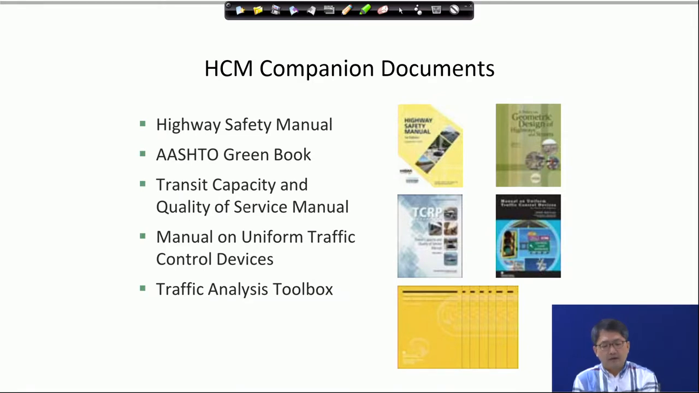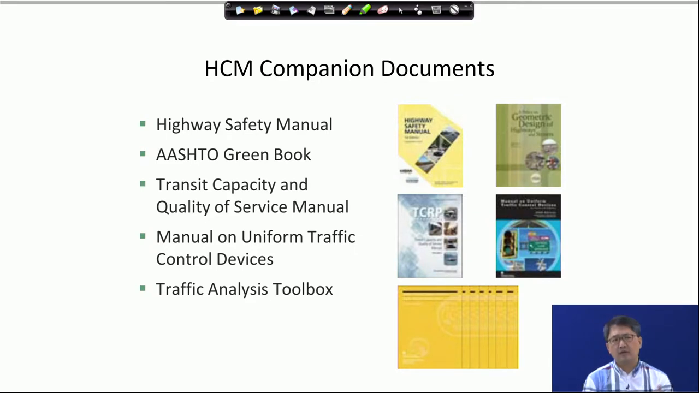MUTCD is one of the unique requirements for transportation agencies to adopt, using identical signs and messages. So if you look at the stop sign, it's the same everywhere in the world. They might have different words in it, but it's the same red color and same meaning. So they wanted to have uniformity on this one. It also has warrants for putting in traffic lights.